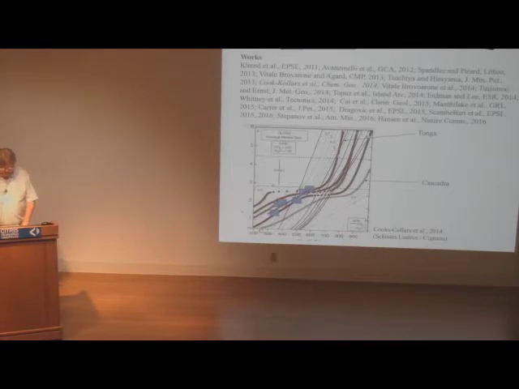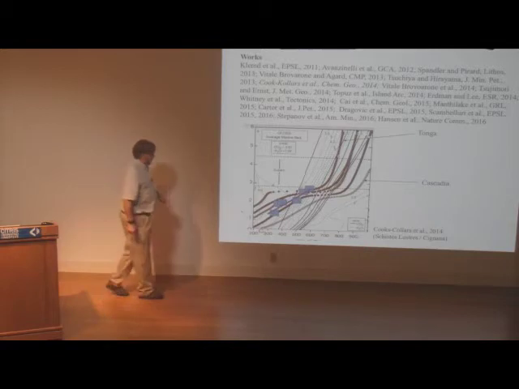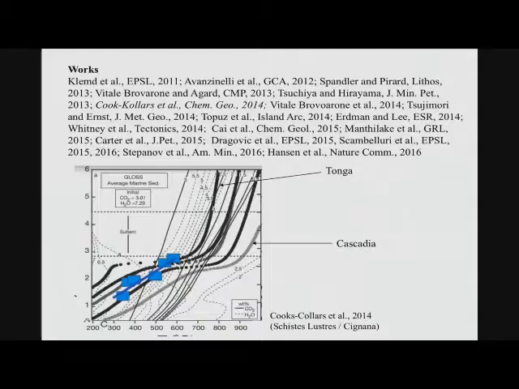Here's some work by Gray Beebout's group for alpine lawsonite eclogites. Again, notice they stop right at about 3 GPa, about 80 kilometers. And their trend parallels nicely the trend that we predict in the forearc. So this is what I would call it works.